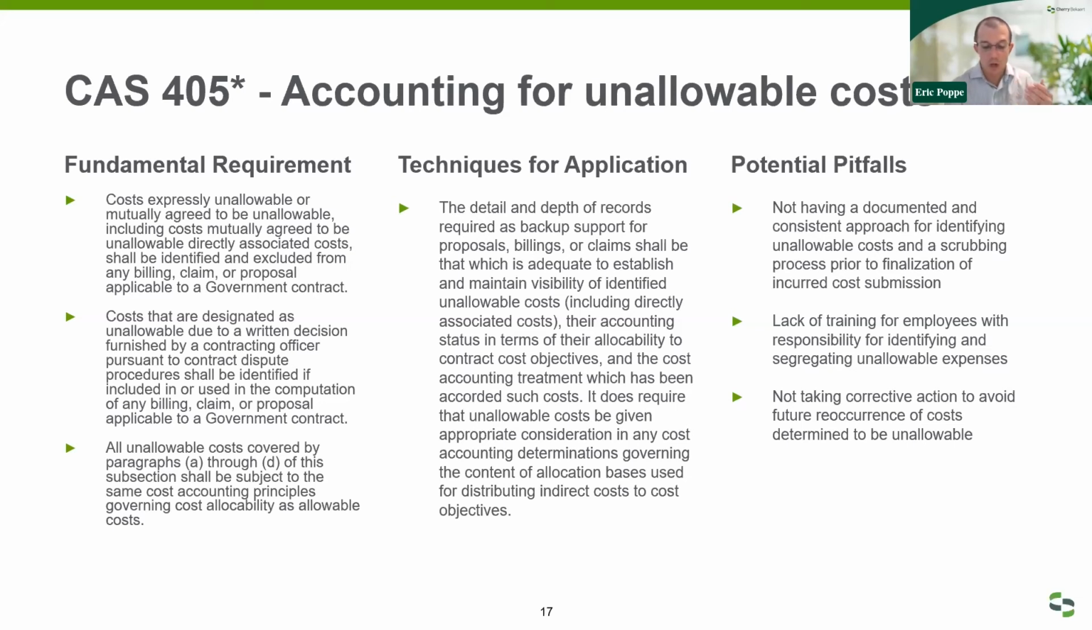The standard does talk about directly associated unallowables and expressly unallowables. So directly associated unallowables being those that are tied to unallowable costs. Expressly unallowables are the costs that most of us know of: penalties, alcohol, anything really fun that is expressed in provisions of applicable laws and regulations or contracts.